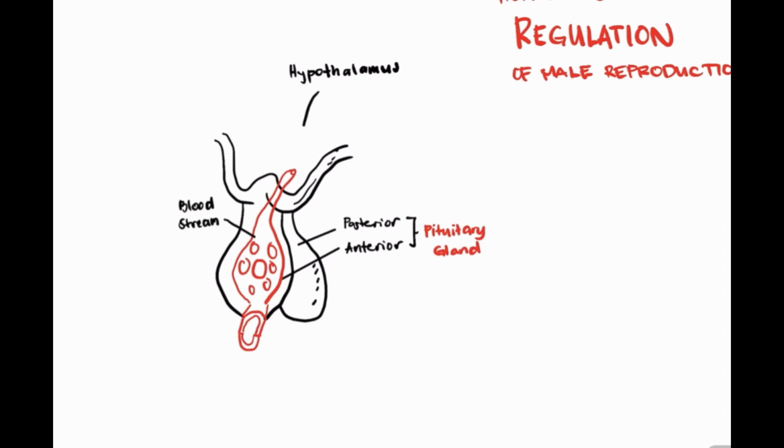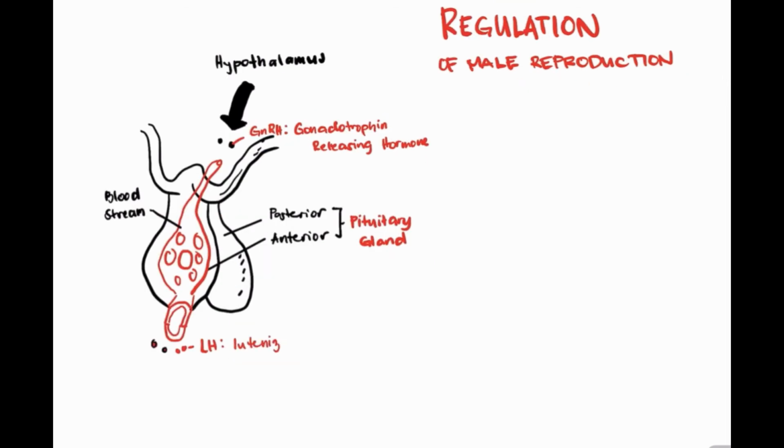What happens is that the hypothalamus will secrete gonadotropin releasing hormone, or GnRH. This will travel to the anterior pituitary via the portal blood vessels, and the gonadotropin releasing hormone will then stimulate the anterior pituitary to secrete two important hormones. These are LH, or luteinizing hormone, and FSH, follicle stimulating hormone, so two important hormones secreted by the anterior pituitary.